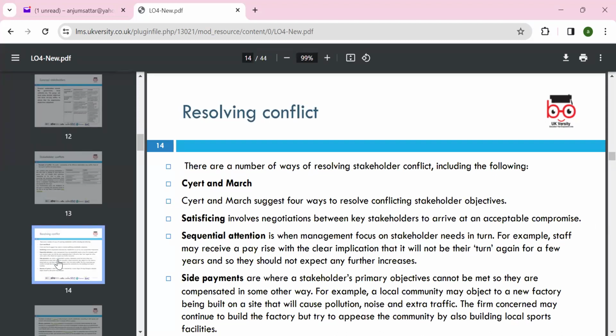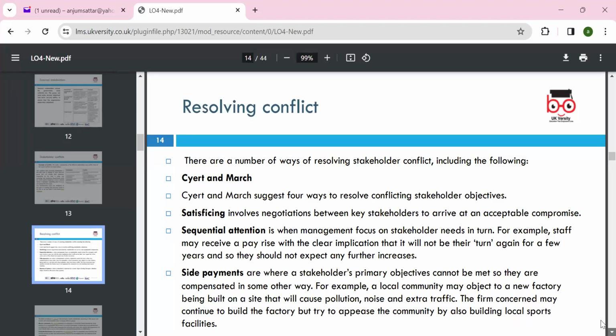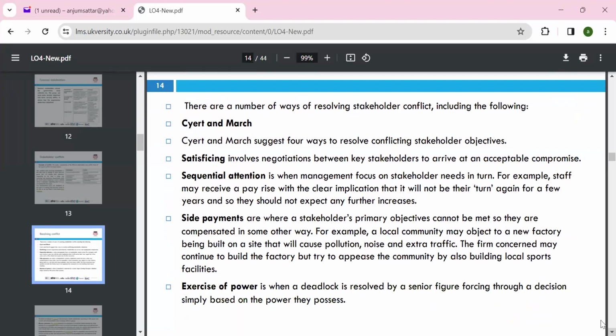I suggest ways to resolve it, satisfying involved parties through negotiation. So you have a good negotiation strategy, you have persuasion skills, of course a lot of skills. Sequentially, you need to look at the stakeholders' needs, and side payments. If the stakeholders' primary objective cannot be met, they are compensated in some other ways.